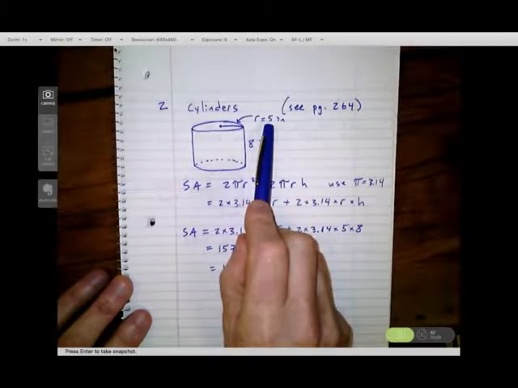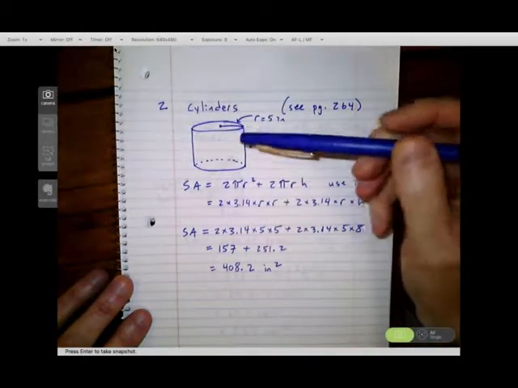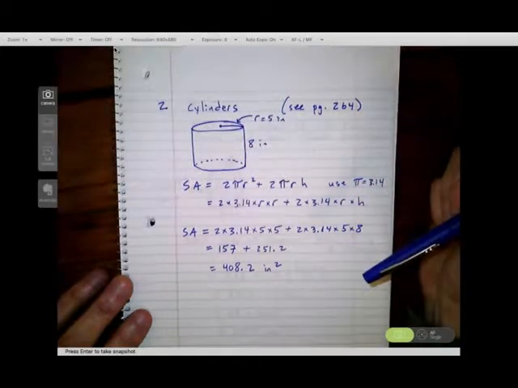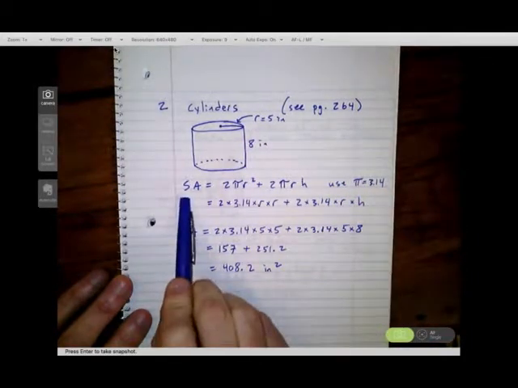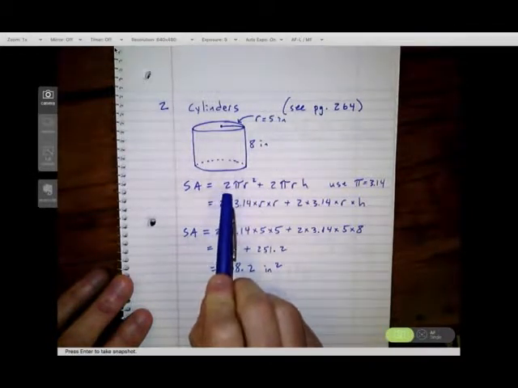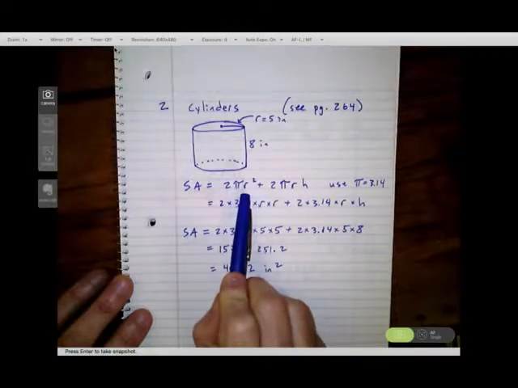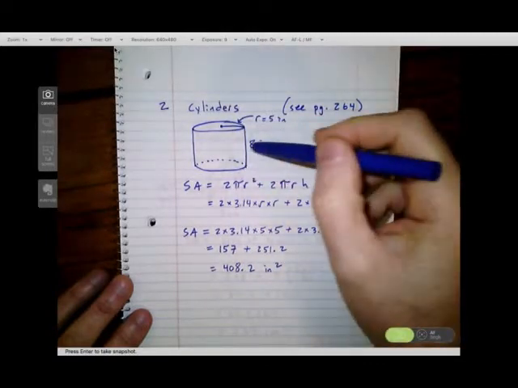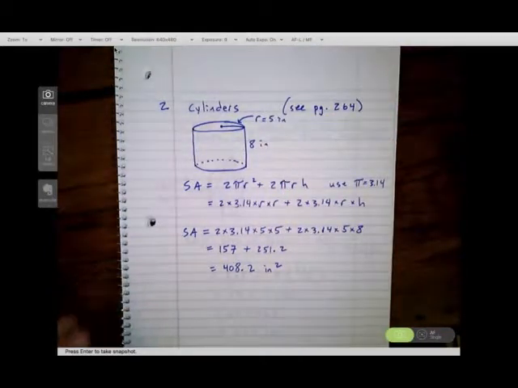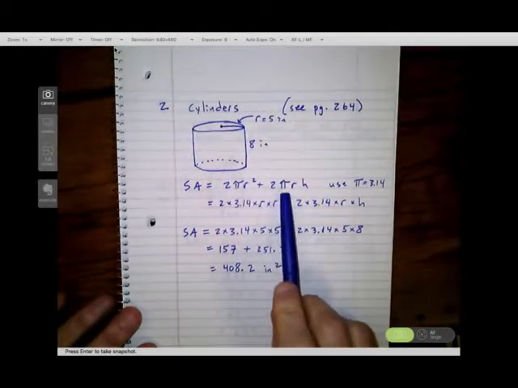Okay, the circles have a radius, and we worked on finding the area of circles last week. The area formula is pi r squared. And the cylinders have a height. This cylinder is 8 inches tall. Okay, so here's the formula for surface area of a cylinder. Again, these are all in the book. So 2 pi r squared, that gives us both circles. And then this lateral area, or this sort of side area around here, is given by 2 pi r times the height.